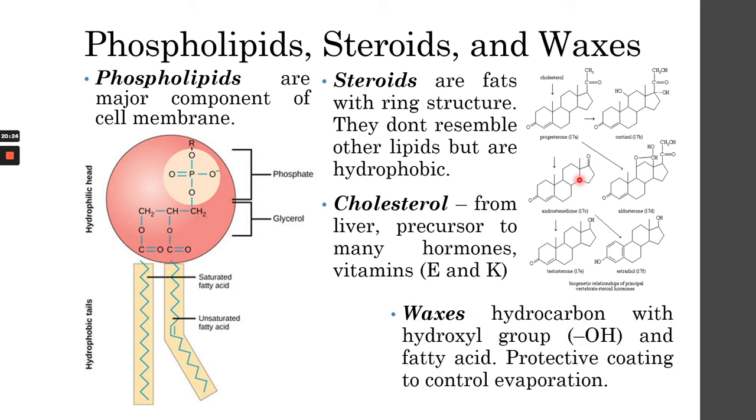And lastly, there are some lipids that are waxes, which is basically a hydrocarbon with a hydroxyl group. Hydroxyl group, remember, that's OH, basically an alcohol group, and fatty acids, and they are used for protective coating to control evaporation and hydration. So basically, lipids can be used to prevent things from drying out. An example of these useful uses is beeswax. Beeswax is what creates the honeycombs, which store the honey.